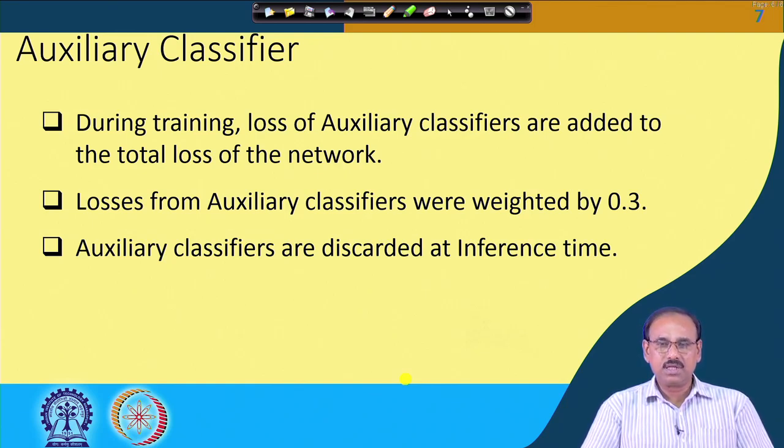Of course, these auxiliary classifiers are used only during the training of the network. Auxiliary classifiers are not used at the test time or at the inference time. So we have seen the architecture of the GoogleNet, and how, using auxiliary classifiers, the GoogleNet tries to tackle the problem of vanishing gradient.